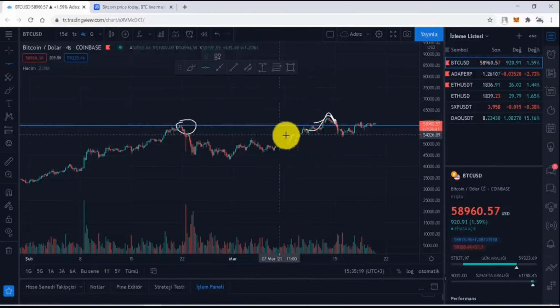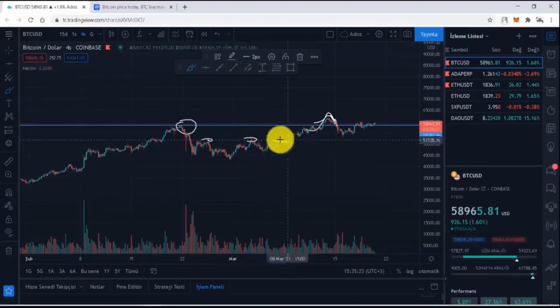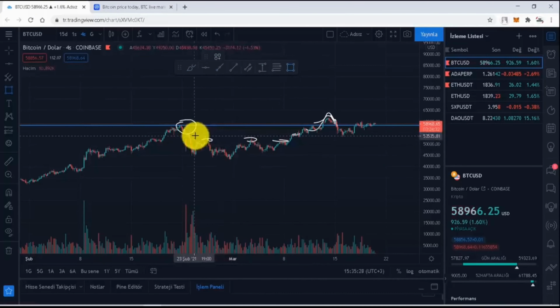Now, where is the lower support? Look at where the peaks are. There are a few peaks here. 1, 2, 3, 4. There are peaks here. Those areas have come. We can pull it that way as well.